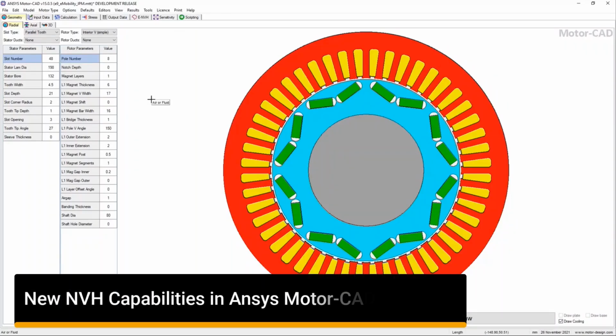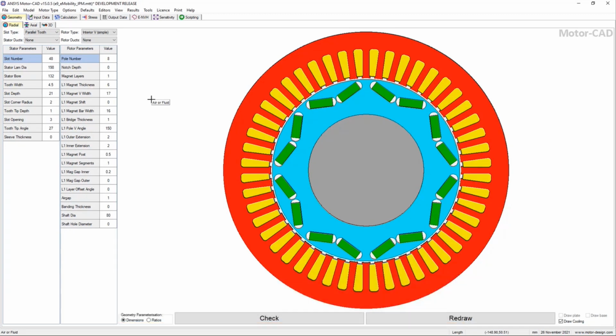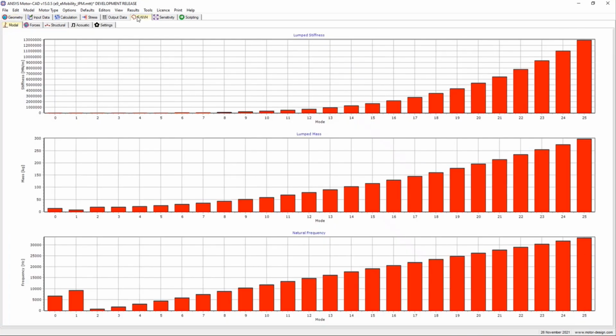Welcome to this short demonstration of the new noise and vibration analysis capabilities in Ansys Motor-CAD. I am using a typical traction motor example, which is an 8-pole and 48-slot permanent magnet motor. We are in the mechanical environment of Ansys Motor-CAD, and I now open the ENVH tab.